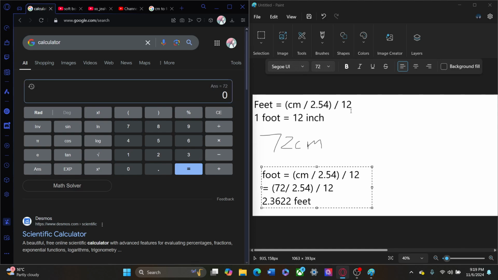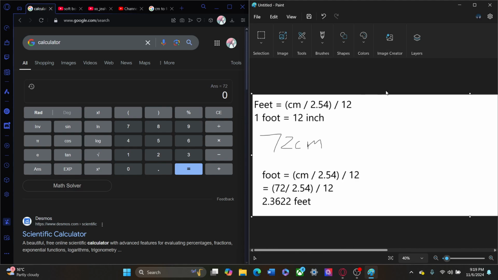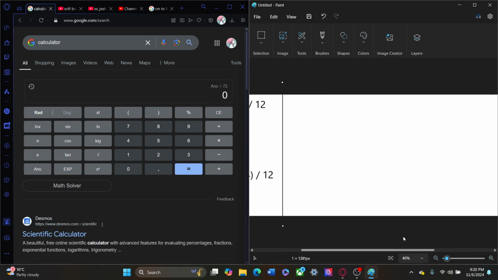Now, let's do our next one. The next one will be, we'll do 93 centimeters to feet. Okay.